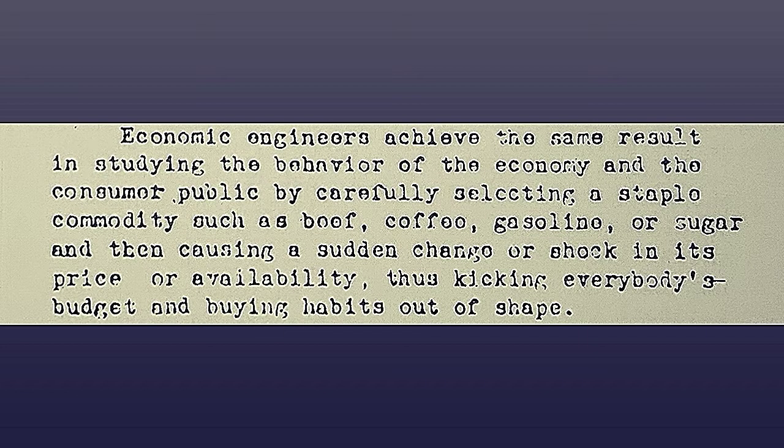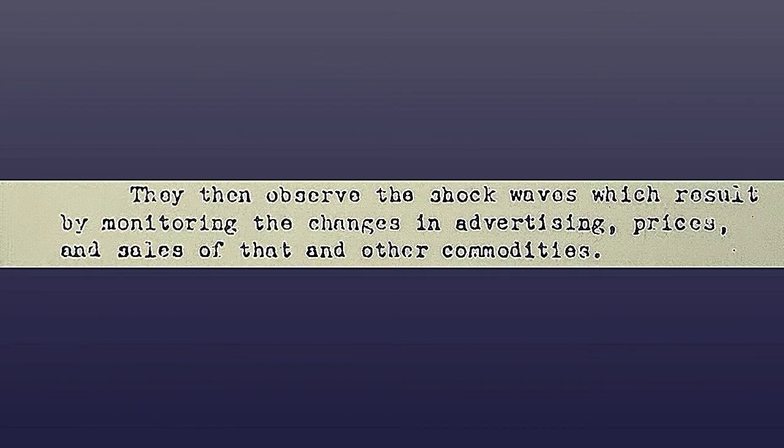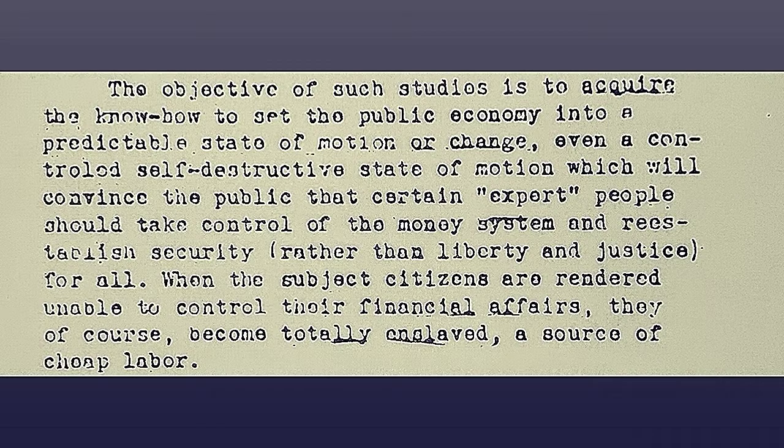Economic engineers achieve the same result in studying the behavior of the economy and the consumer public by carefully selecting a staple commodity such as beef, coffee, gasoline, or sugar, and then causing a sudden change or shock in its price or availability, thus kicking everybody's budget and buying habits out of shape. They then observe the shock waves which result by monitoring the changes in advertising, prices, and sales of that and other commodities. The objective of such studies is to acquire the know-how to set the public economy into a predictable state of motion or change.